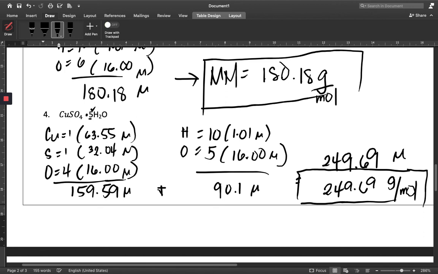All right, so that ends the discussion of examples for molar mass.